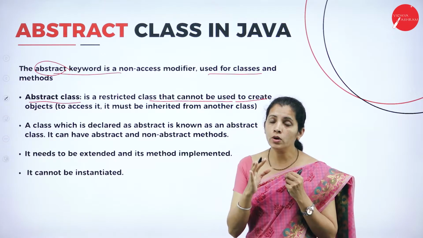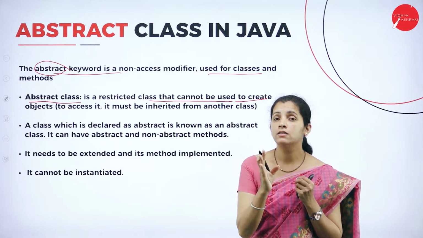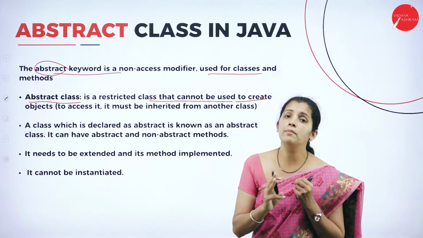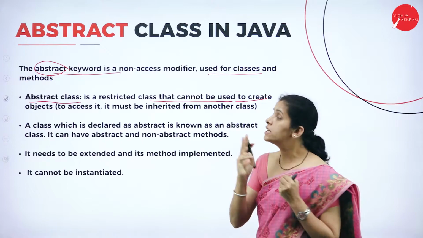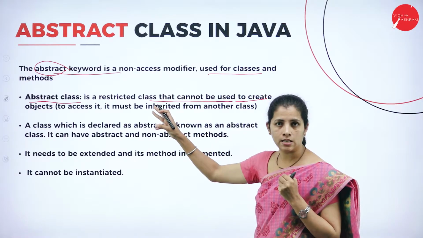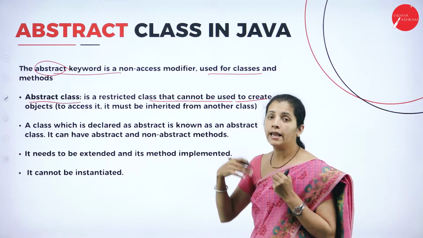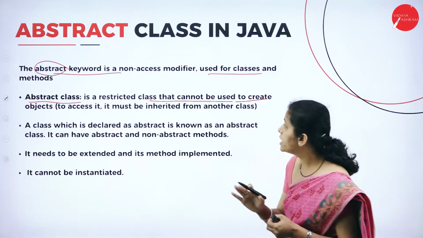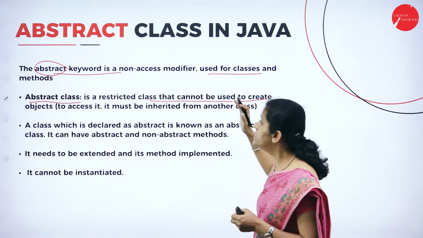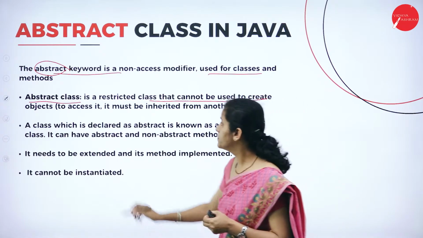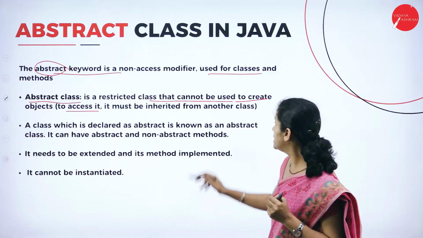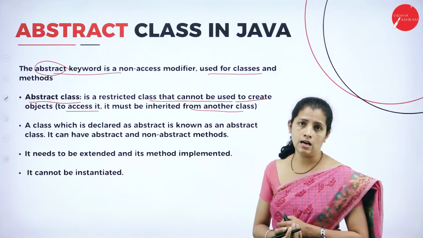I can create an abstract class. So dear students, please make a note here. But I cannot create an object for an abstract class. See the difference here? I can create an abstract class, but I cannot create an object for that class. So to access it, it must be inherited from another class.